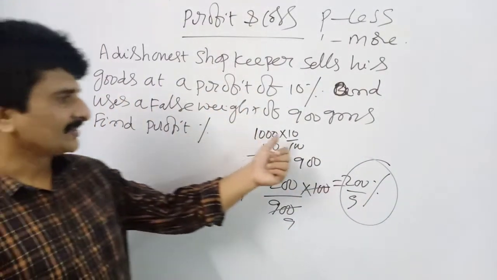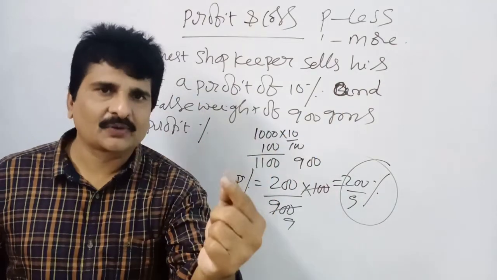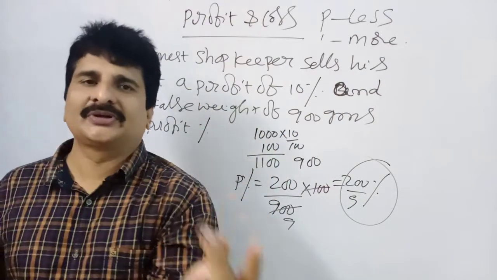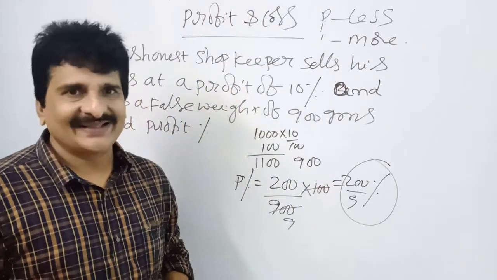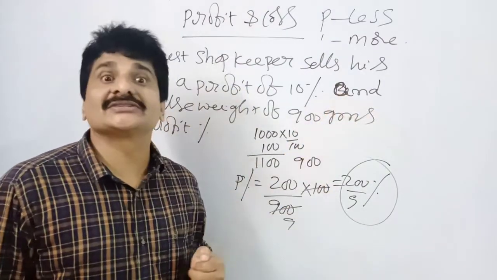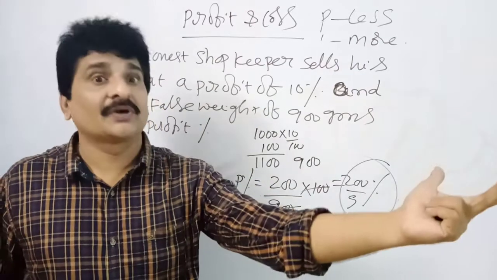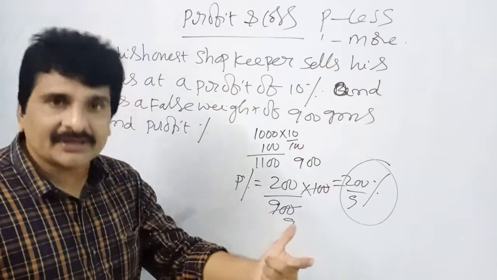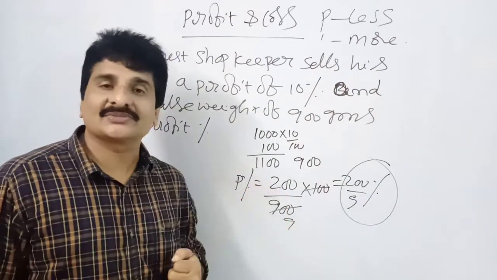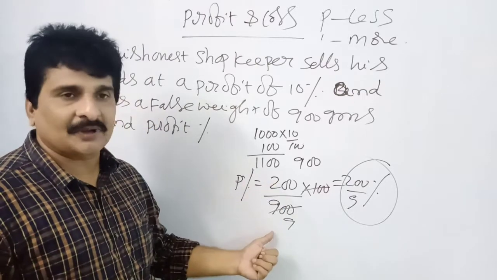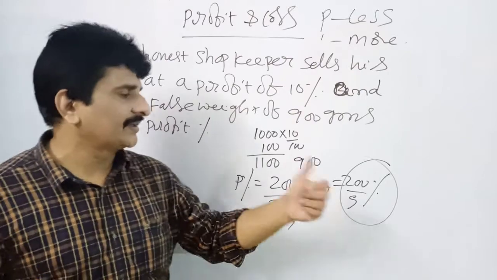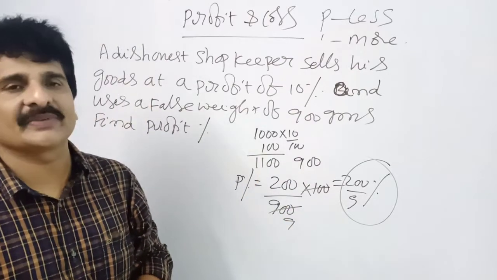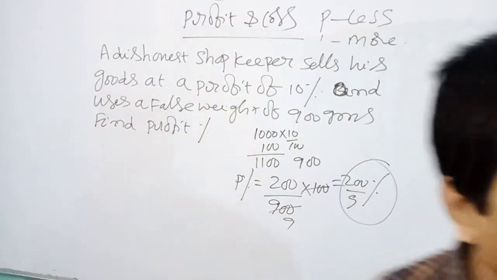Again I am telling you, for example, if it is 1 rupee, he will add 10% profit to it and take 1 rupee 10 paisa. That means 1100 rupees he will take, but he is giving only 900 grams, only 900 rupees worth of material. That means 200 grams is the profit. When there is profit, the lesser value will be the CP. That's why we write by 900 into 100. So the answer is 200 by 900 into 100.